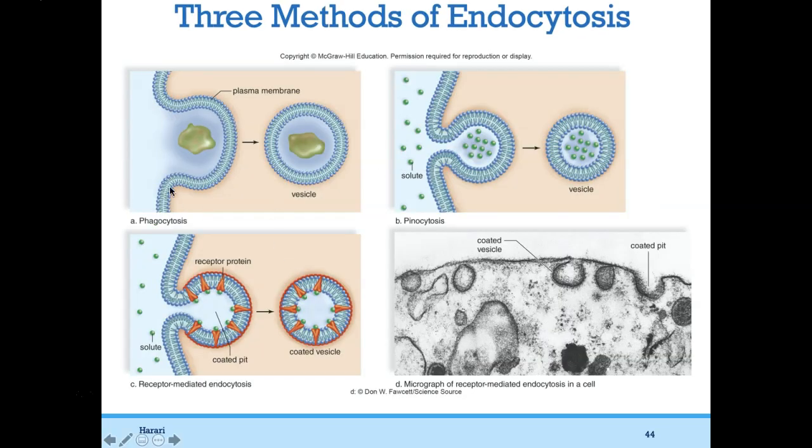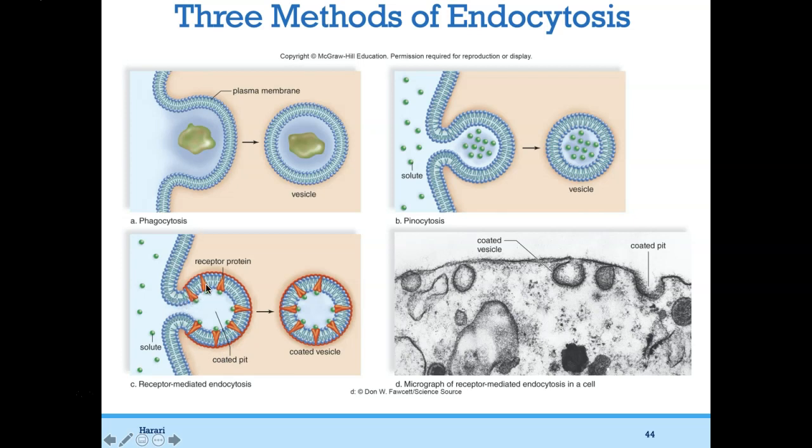So here is phagocytosis. This is engulfing a large particle, getting it inside of the cell. This is pinocytosis, right? Cell drinking. We're getting some smaller molecules inside of the cell by a vesicle. And here we can see receptor-mediated endocytosis.